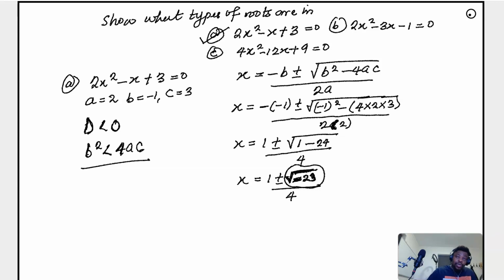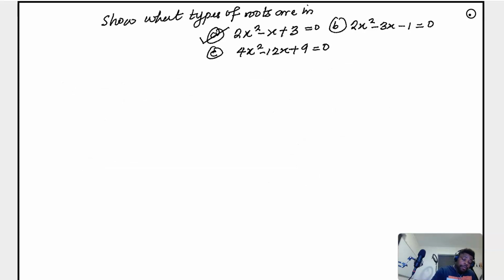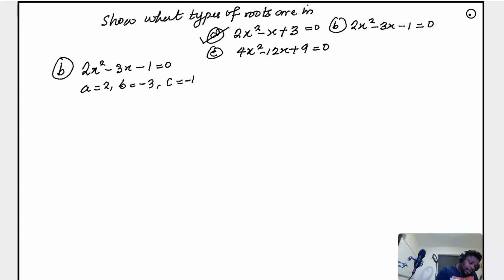Now let's go to b. Now for b, 2x squared minus 3x minus 1 is equal to 0. Okay, our a is 2, our b is minus 3, and our c is minus 1. So let's use quadratic formula, which is minus b plus or minus square root of b squared minus 4ac over 2a.